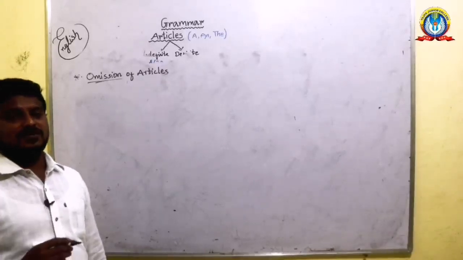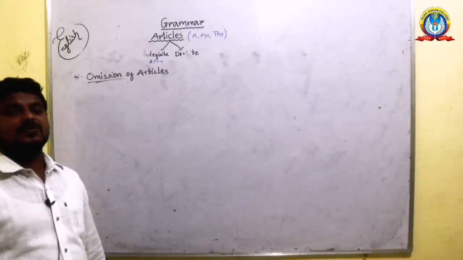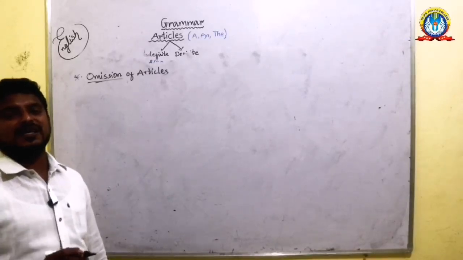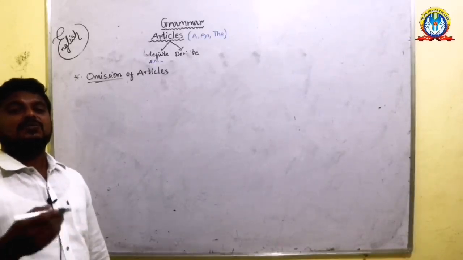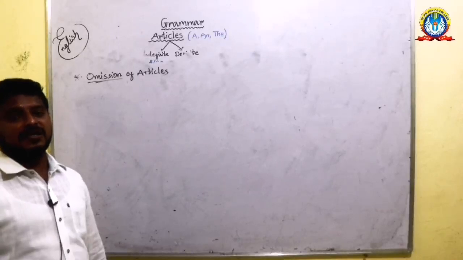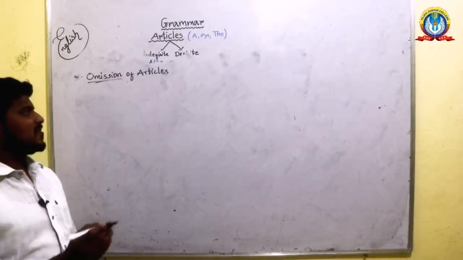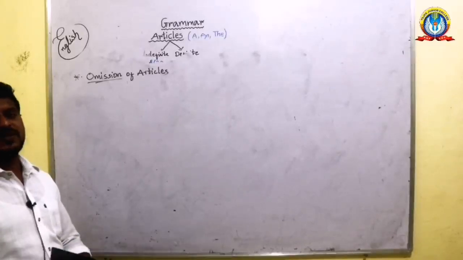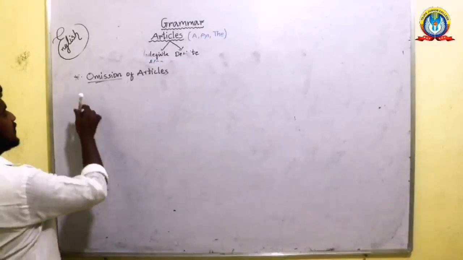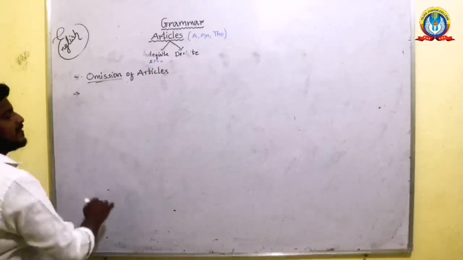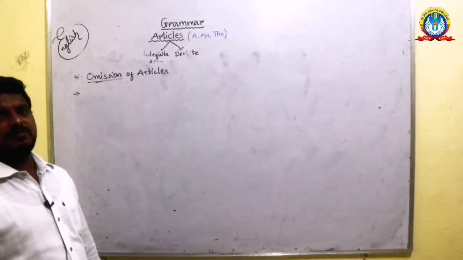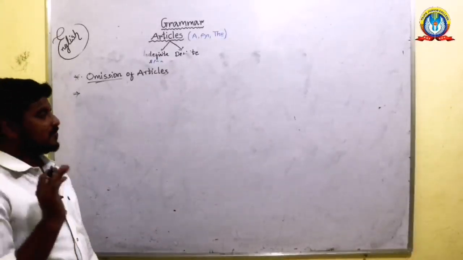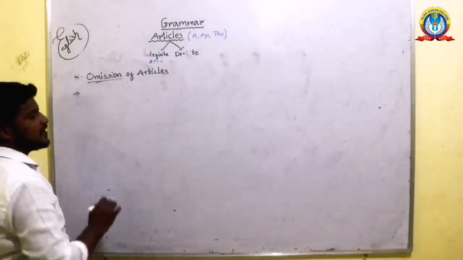Leaving these places, we should not use articles. Those areas are called omission. I mean to say we should not add any article in such cases. This is very easy to understand, so please remember it and try to follow it. First of all, omission of articles in the first case.